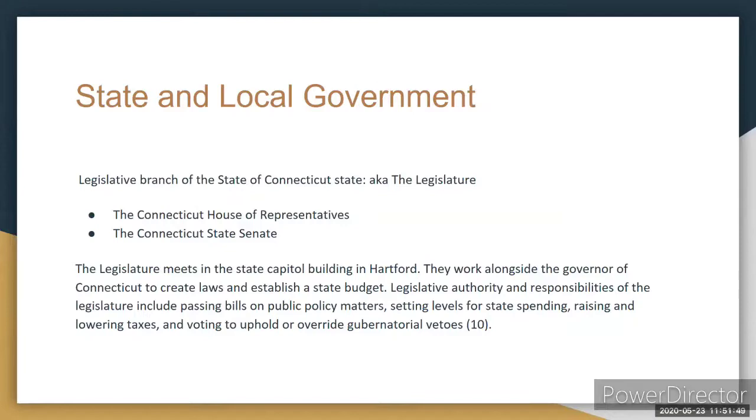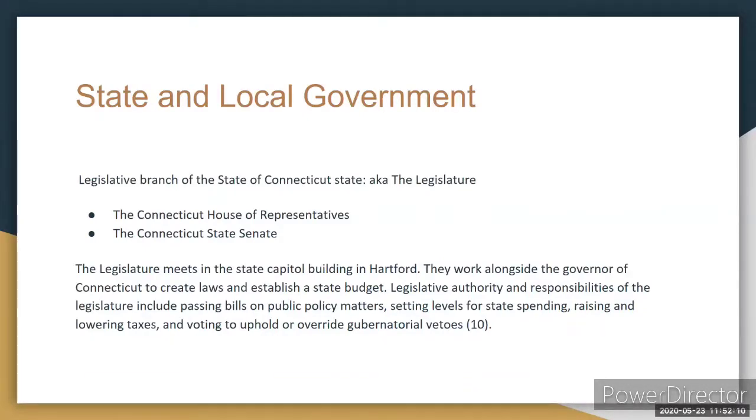The Connecticut State Legislature. The House of Representatives in Connecticut sits in the lower chamber, and the Senate sits in the upper chamber. Together, they form the legislative branch of Connecticut. Our government is known as the legislature. It meets in the state capitol building in Hartford.